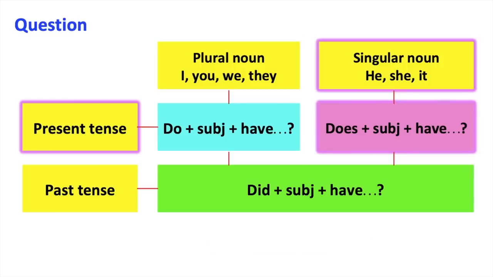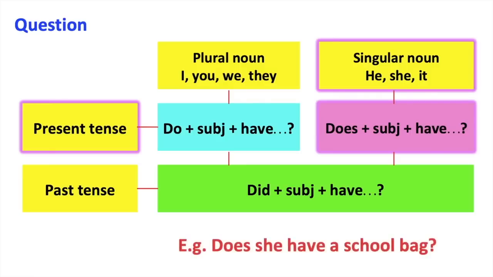If the subject is a singular noun, he, she, it, and the sentence is in the present tense, then we use the structure does plus the subject plus have. For example, does she have a school bag?